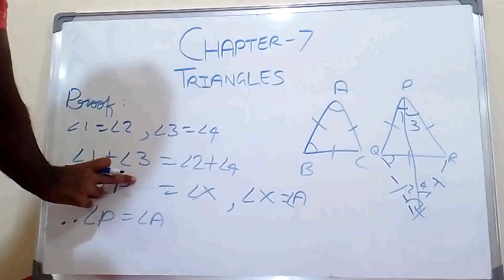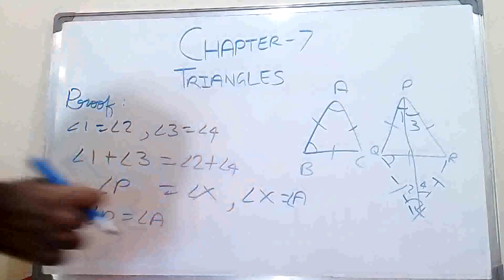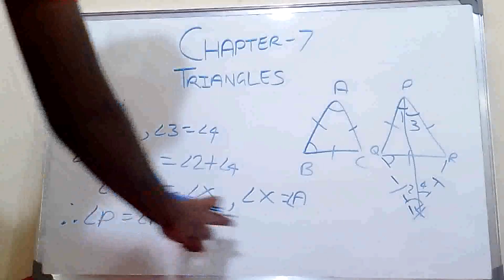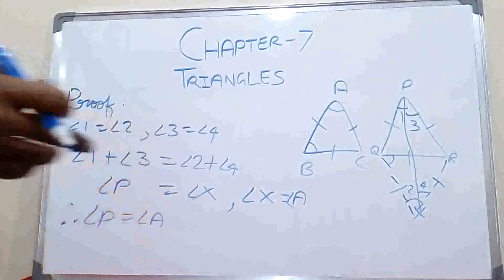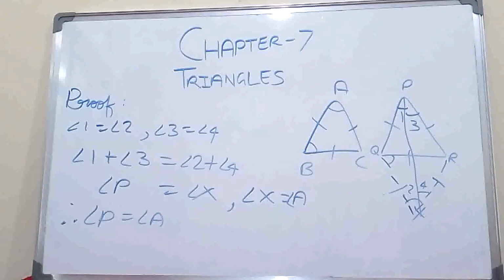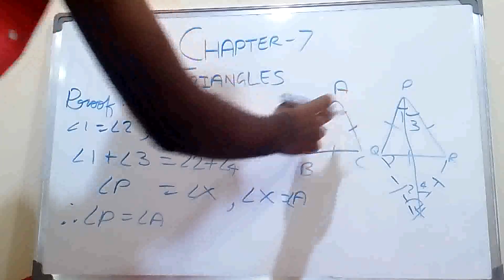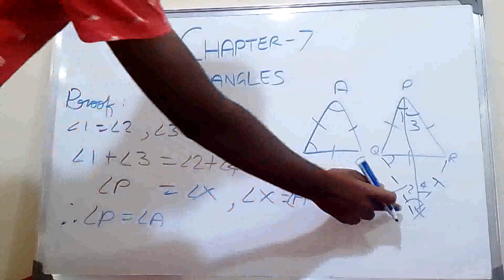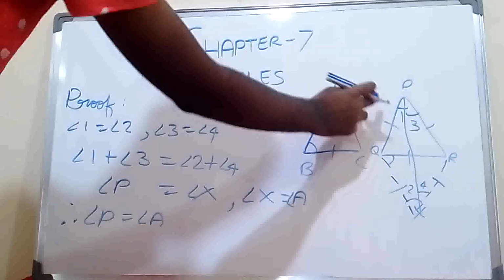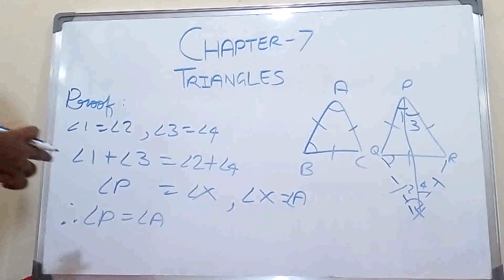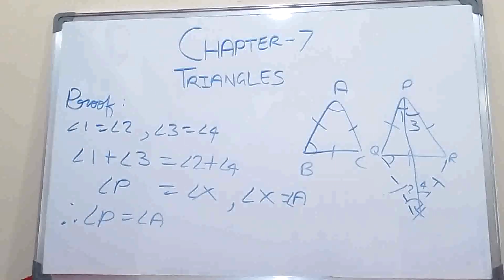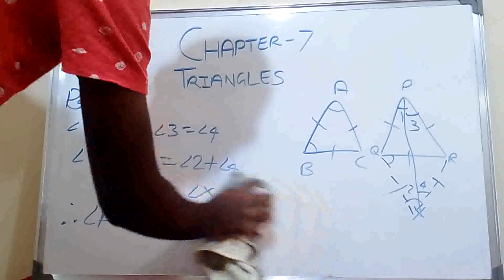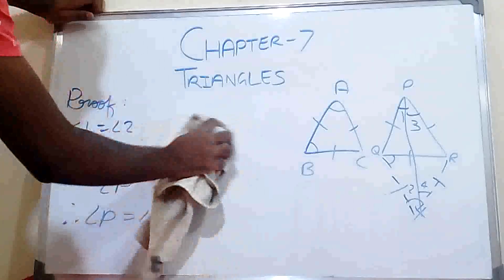And what is angle 1 plus angle 3? This whole angle, which is angle P. So angle P is equal to angle X here, because angle 2 plus 4 is equal to X. And we also know that angle X is equal to angle A. Why? Using CPCT of the congruency we had shown before. So because angle P is equal to angle X and angle A is equal to angle X, they both also become equal. So angle P is equal to angle A now. And now very easily using SAS we can prove that these two triangles are equal. Let's see.